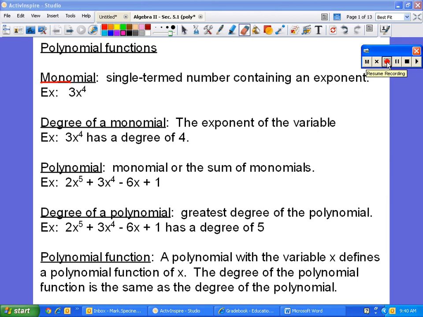Let's go over these just real quick. When we talk about a polynomial, we'll talk about, first of all, a polynomial that only has one term. We use the prefix mono. You may have seen the prefix mono before.